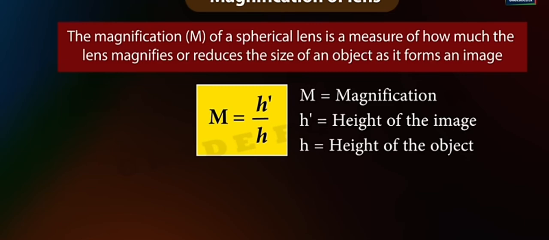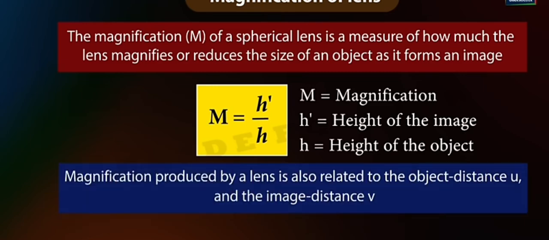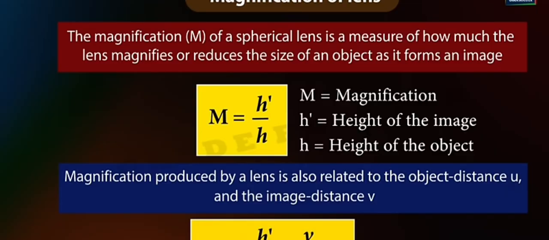Magnification is represented by the letter m. If h is the height of the object and h dash is the height of the image given by a lens, magnification produced by a lens is also related to the object distance u and the image distance v. This relationship is given by m is equal to h dash by h equal to v by u, where m is the magnification of the lens, v is the image distance, means the distance from the lens to the image, and u is the object distance, means the distance from the lens to the object.